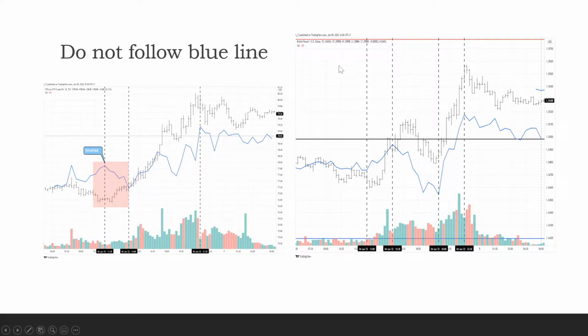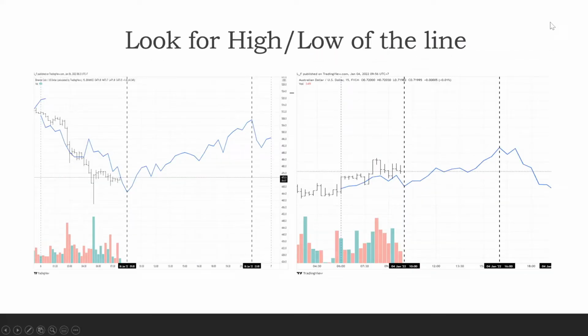Another pound US dollar here. See how the line's different to the price. So another example where we don't want to follow the blue line. Right, on to the next one.